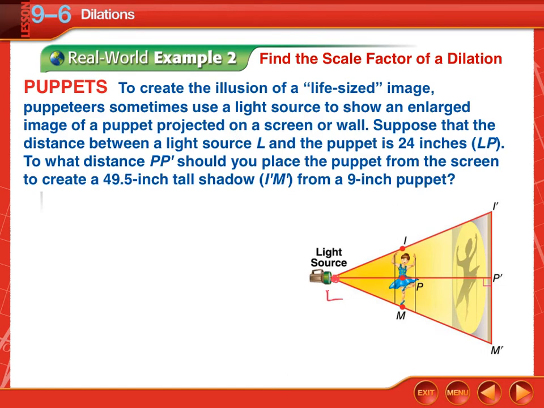Suppose that the distance between a light source L and the puppet is 24 inches. So this distance here between the light source and the puppet is 24 inches. And we want to know, what is this distance here, P prime? How far away do we have to put the board from the puppet in order to take this puppet that in reality is 9 inches tall, and we want it on our projection board to be 49.5 inches tall.